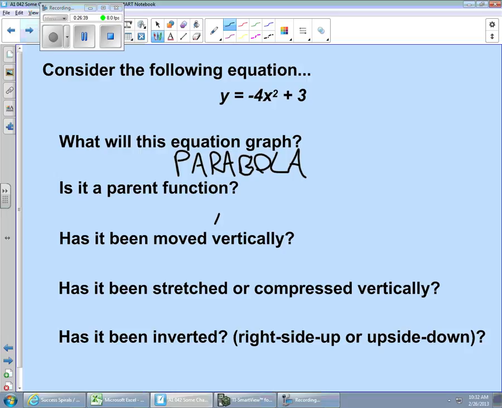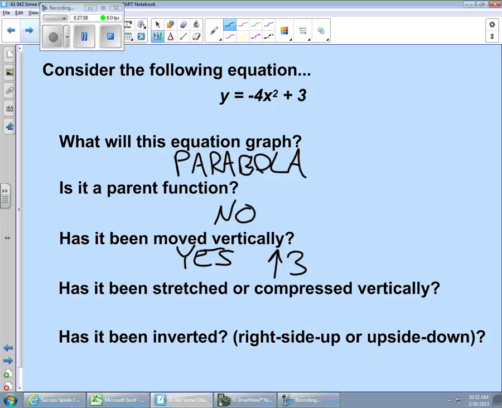Is it a parent function? No, definitely not. This one has all kinds of changes going on in its equation, not a parent function. Has it been moved vertically? Okay, it has. Where has it been moved? Has it been moved up or down or what? It's been moved up. How far? 3 units because of that plus 3.